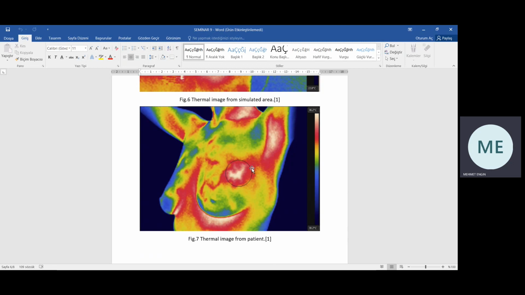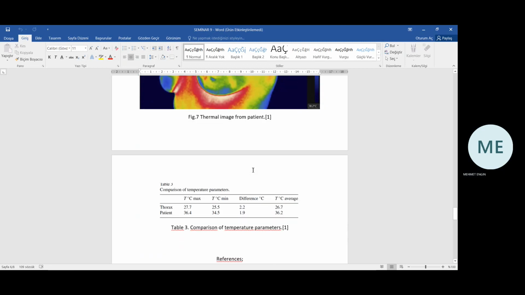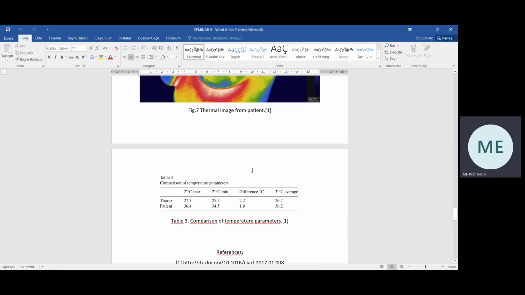Contrary to the patient thermal image, the thorax simulator didn't show the temperature gradients corresponding to warmer zones located on skin folds, namely under the mammary gland or armpit. Also, as shown in Table 3, temperatures simulated in the thorax were not equal to those of the patient. This was because the operating range of the thorax was from 24 degrees Celsius to 28 degrees Celsius.